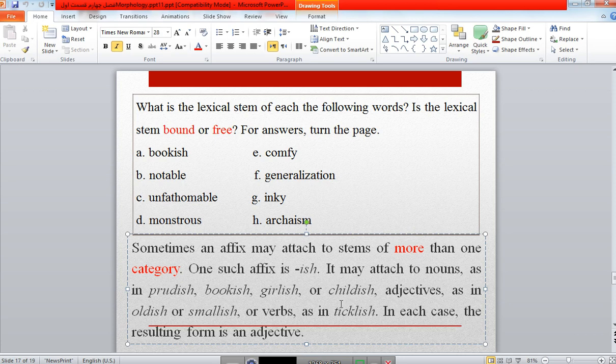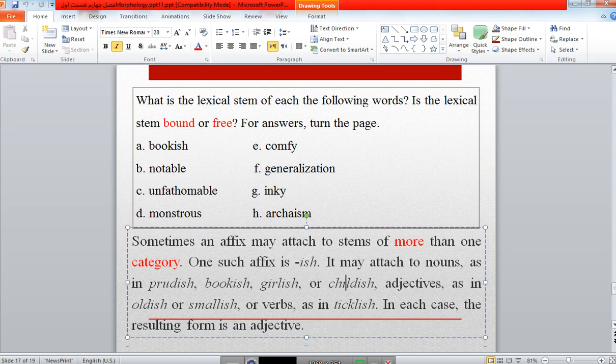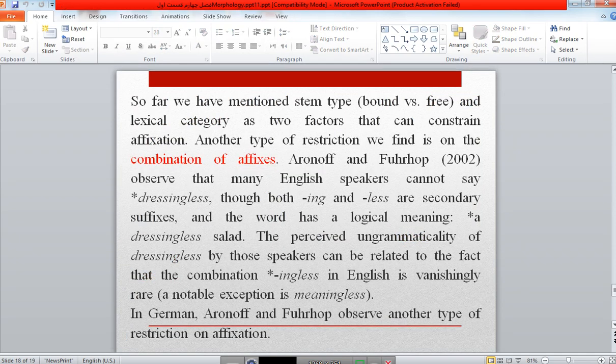Adjectives like oldish, smallish, or verbs like ticklish. In each case, the resulting form is an adjective. So sometimes an affix may attach to stems of more than one category: noun, verb, adjective, and some other categories. So far we have mentioned stem type, bound and free, and lexical category as two factors that can constrain affixation.